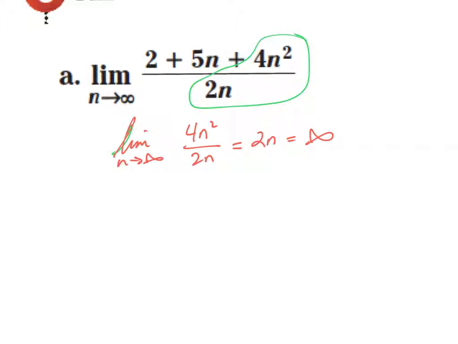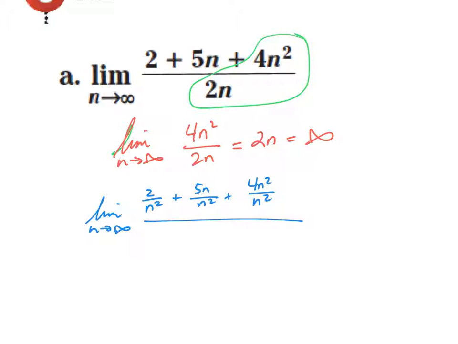Okay. So if we wanted to do it the other way, which would be to divide everything by n squared, then this would go towards 0.